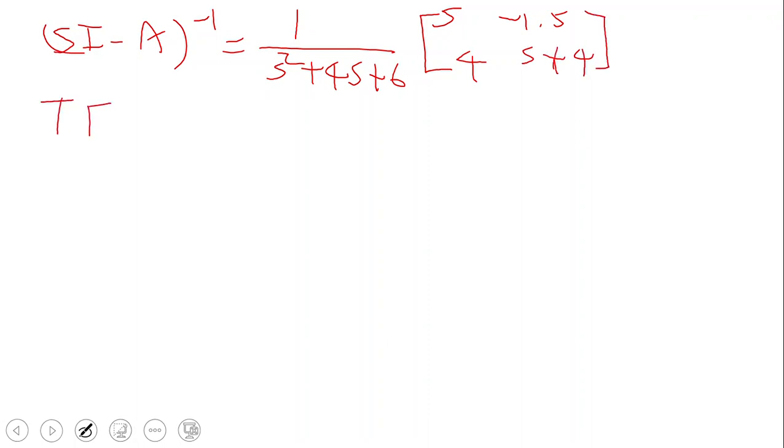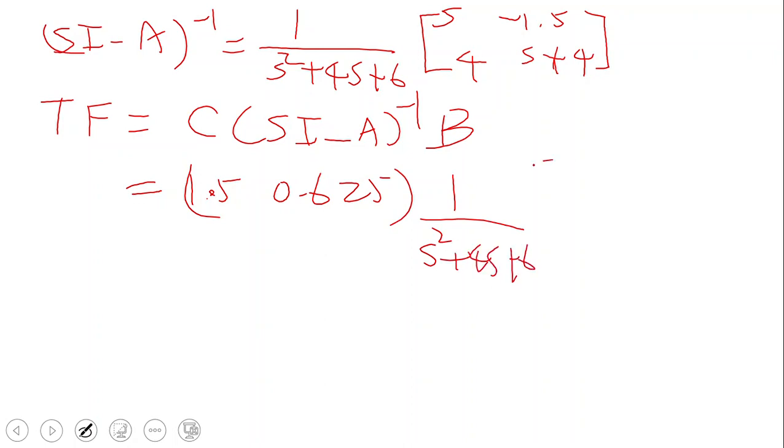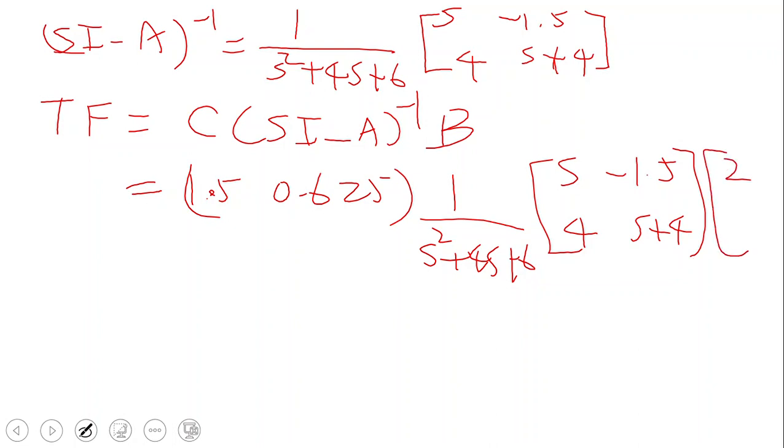Now the adjoint and inverse are known. How to find the transfer function? C into (sI minus A) inverse into B. What is C? C is given as 1.5, 0.625. So (sI minus A) inverse means 1 by s square plus 4s plus 6 into s minus 1.5, 4, s plus 4, then multiplied by B, that is 2, 0. So this I will simplify. Anyway, in the last problem I did not simplify, so I will show you how to simplify.